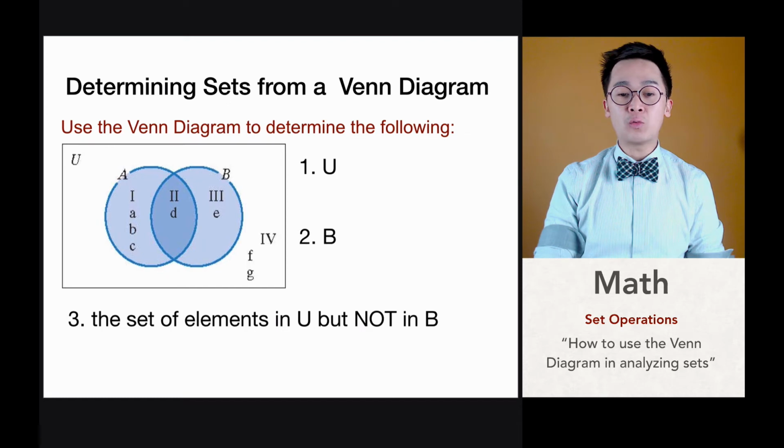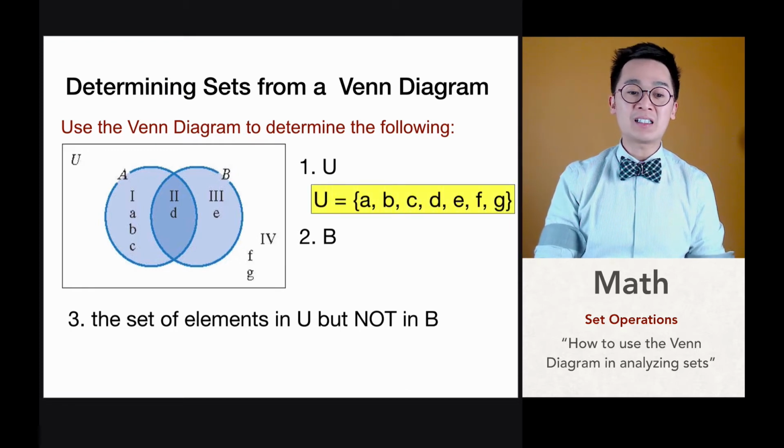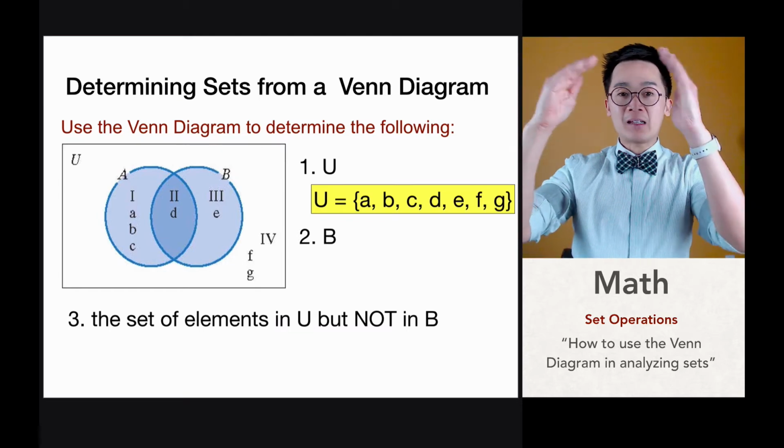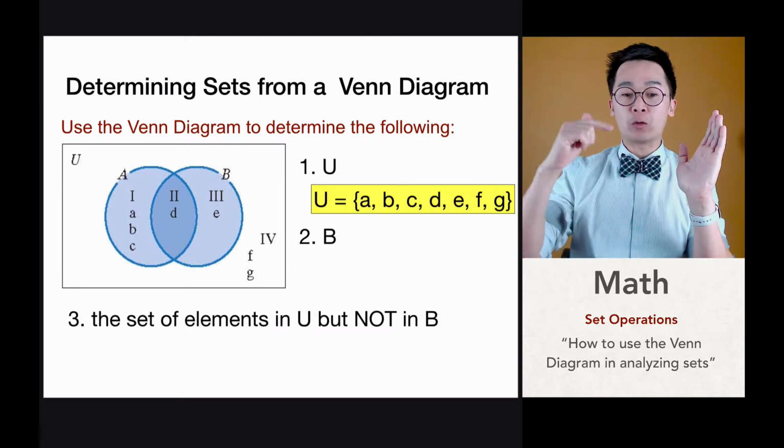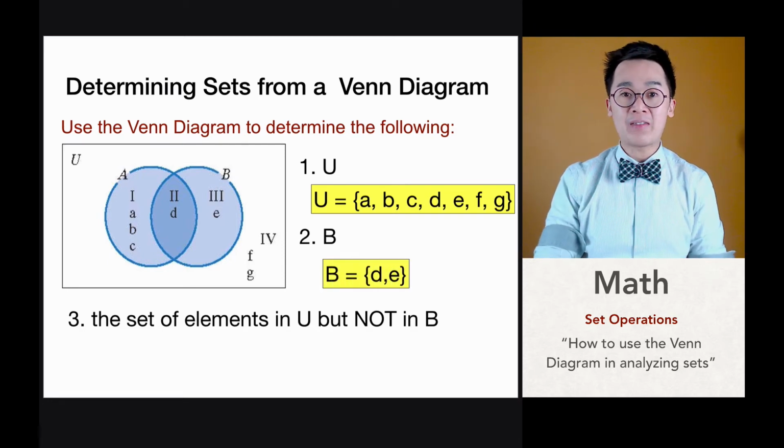So this is our Venn diagram, and if we're going to identify some of the subsets here, let's start with set U, or the union set. That means we're looking for all the elements in set U, and in this case it will be A, B, C, D, E, and F, G. So all the elements inside your union set will be included as your set U. And if we're just going to be working on set B, you will see that group 2 and group 3 are inside set B. So that means in set B, we have the elements letter D and letter E.